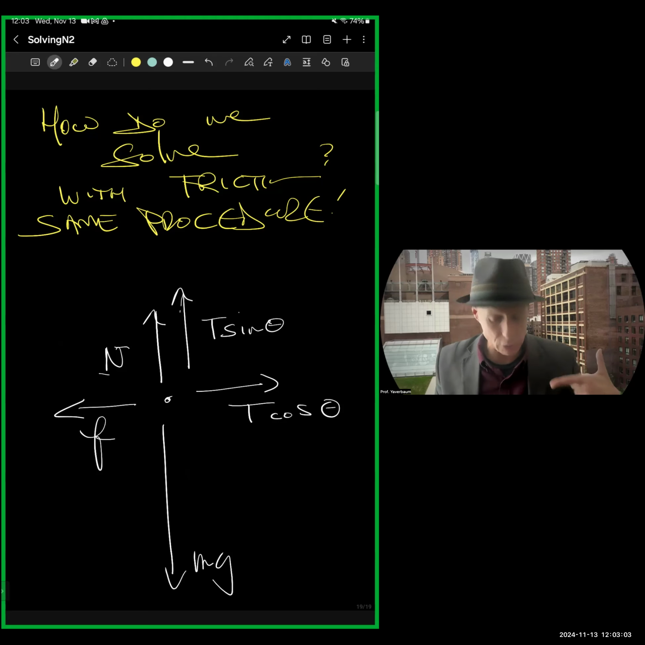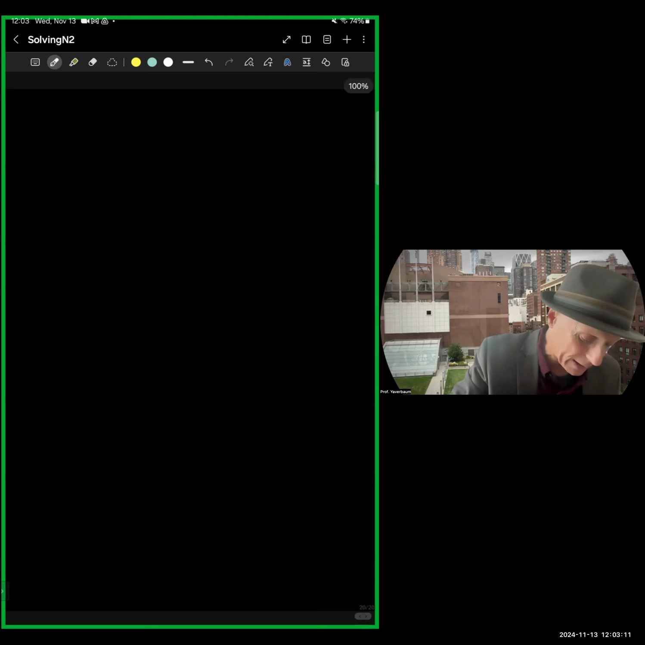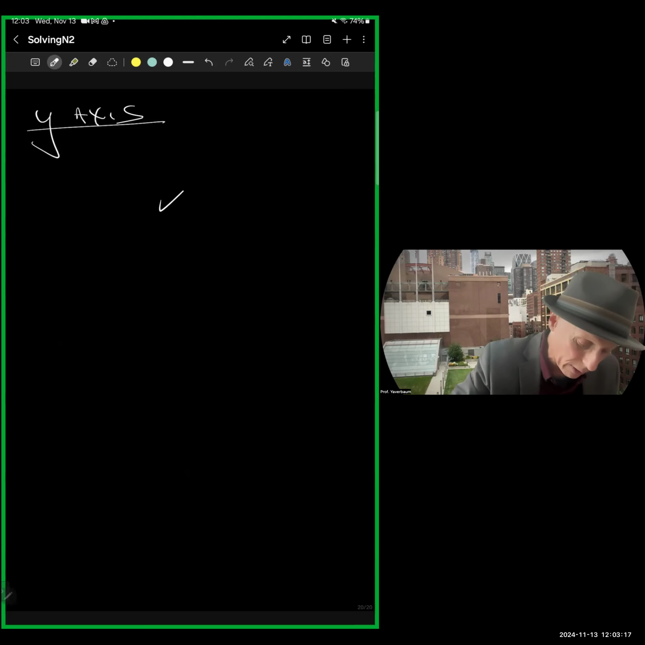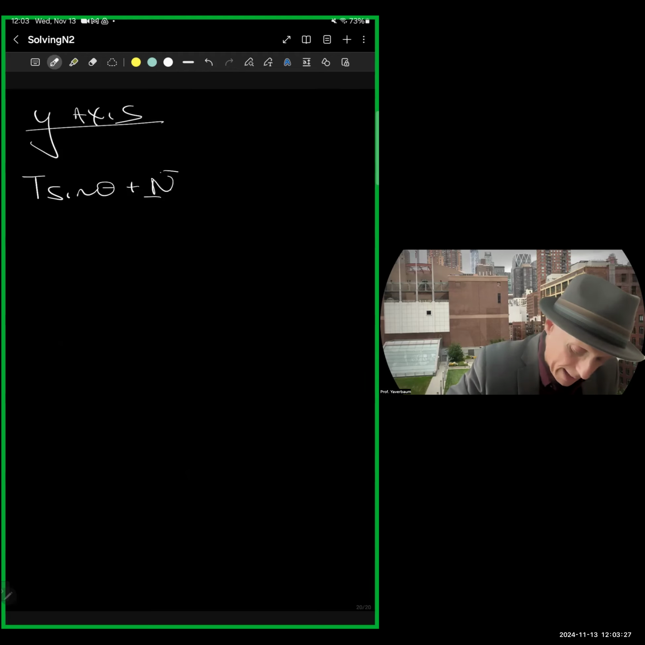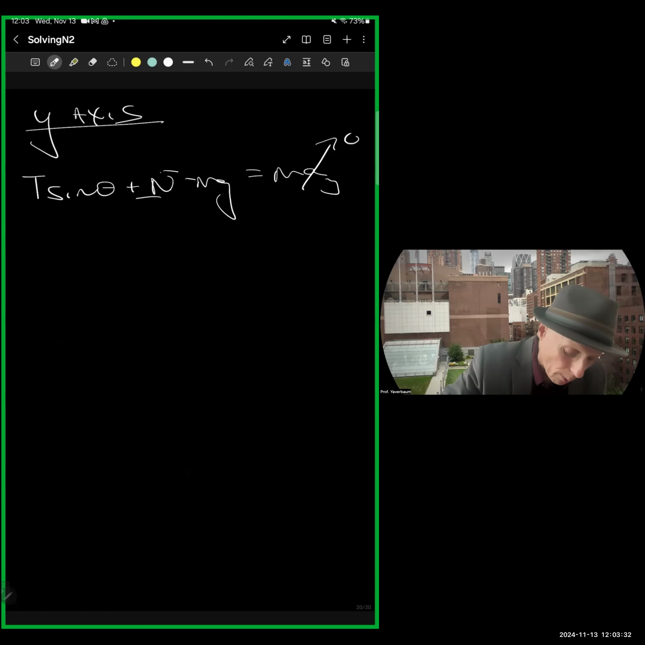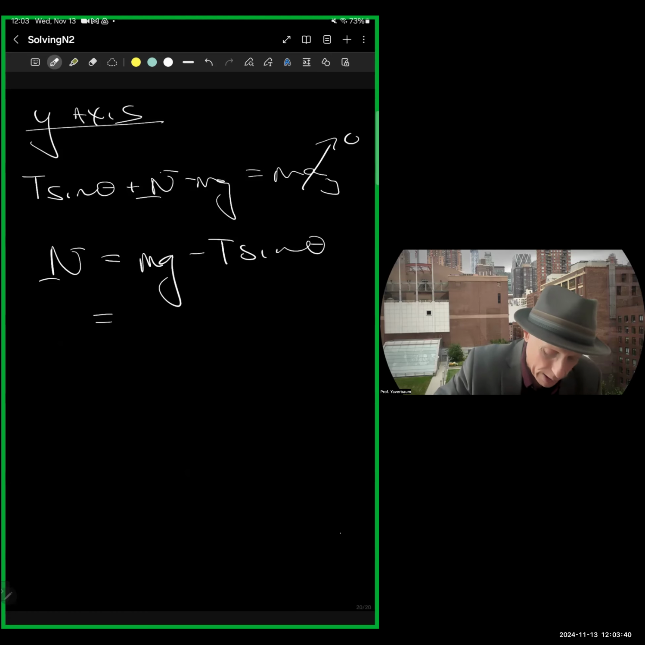So if I want to get the acceleration of this object in the horizontal axis, I do the same thing as before. I look at the y-axis, I'll cut straight to the chase. The y-axis is T sine theta plus normal minus mg equals may, and a is 0. So the normal force, just like before, equals mg minus T sine theta. So the normal force, just like before, is 5 newtons.